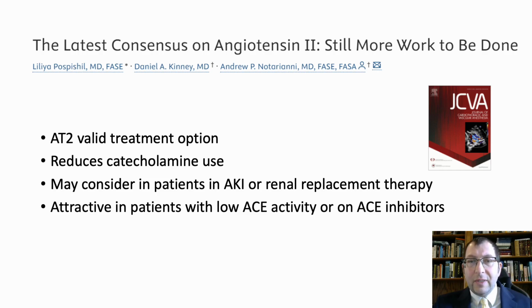Angiotensin II is a valid treatment option. It reduces catecholamine use, and you should consider it in patients in AKI or renal replacement therapy. It's attractive in patients with low ACE activity or on ACE inhibitors.